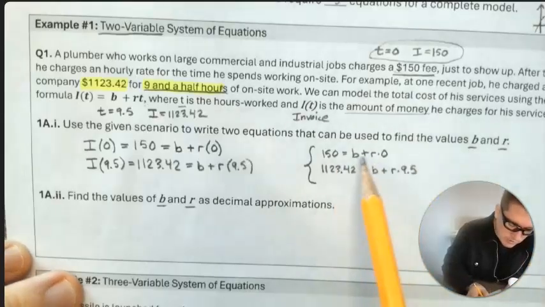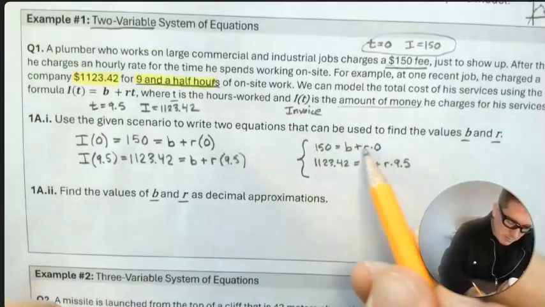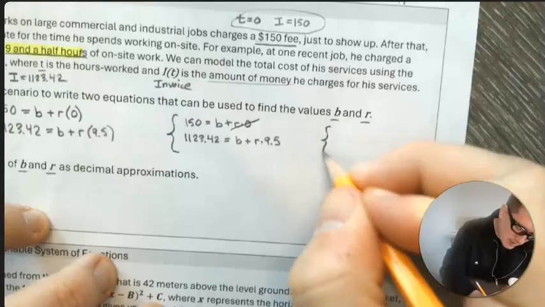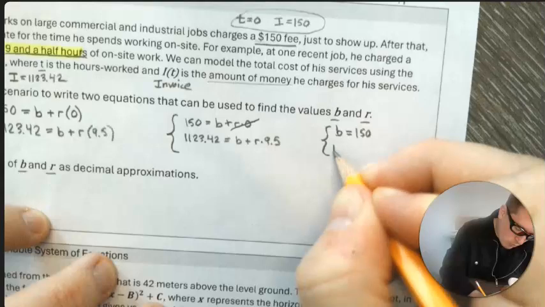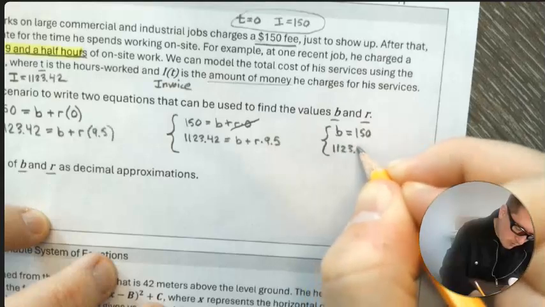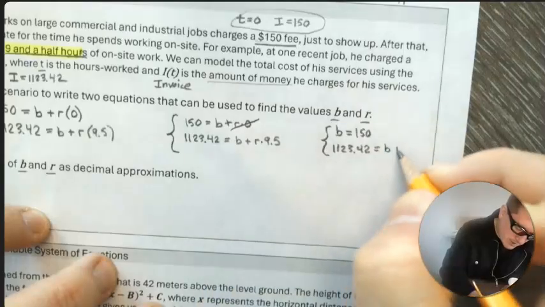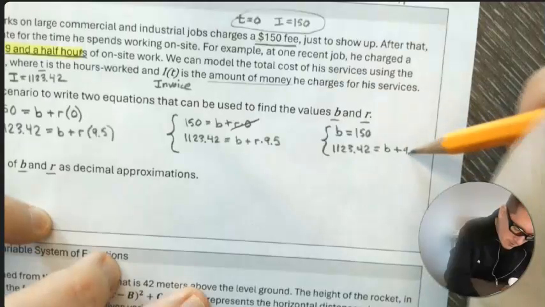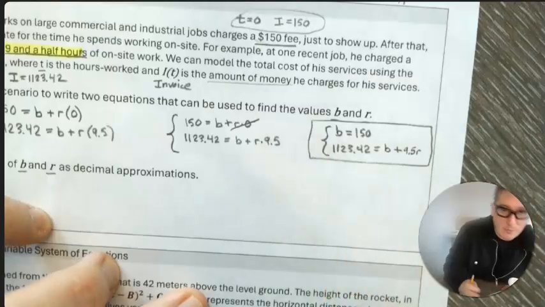I have two unknowns. I don't know B and R, but I have two equations that can help me solve it. I can simplify it by saying, hey, R times 0 is going to cancel out. So if I wanted to answer the question like this, B equals 150 and 1123.42 equals B plus, and normally we like to put coefficients in front of numbers, so we're going to write it like that. So this is going to be my final answer to get the point.